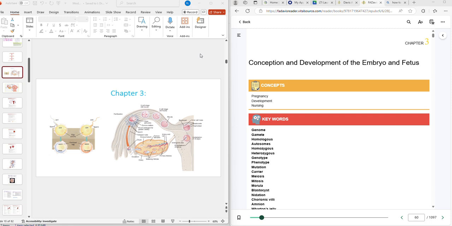Okay, so this is Mrs. Roberts again. We're starting on chapter 3 in the Davis Advantage book. This is conception and development of the embryo and fetus.